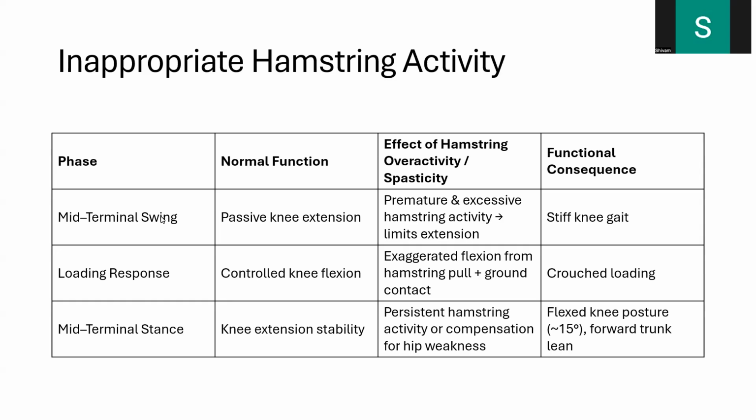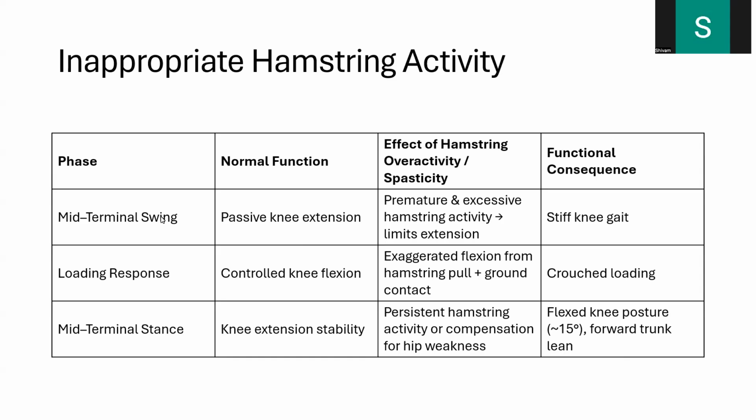In terminal swing, quadriceps attempt active knee extension, but because again of overactivity, the hamstrings mechanically overpower the quadriceps. The result is incomplete knee extension and poor limb preparation for initial contact. Coming to loading response, here we see our typical crouch gait.